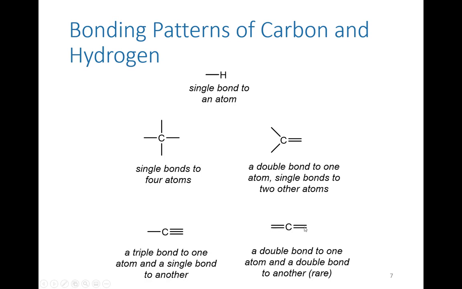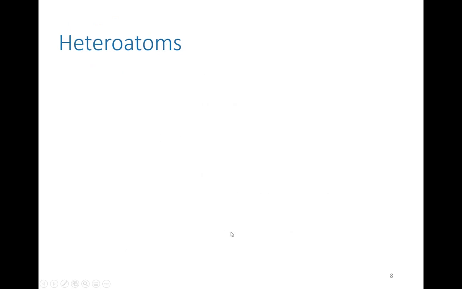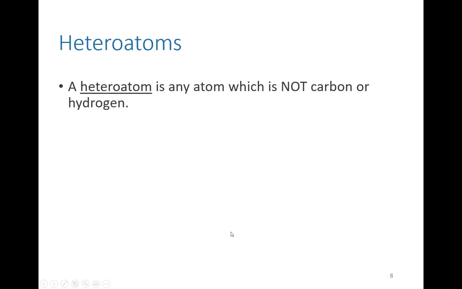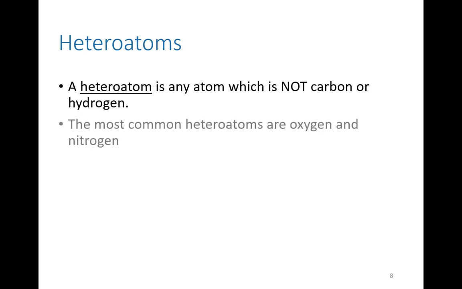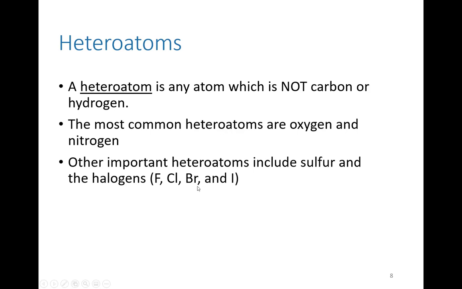Outside of carbon dioxide, we're not going to really see that bonding pattern. So these 3 are going to be of particular note for the material that we're going to be coming up to. The word heteroatom is used to define any element which is not carbon or hydrogen. So we've already gone through a list of other important elements. Oxygen and nitrogen are the most important of the heteroatoms that we will see. And then we already mentioned the halogens and sulfur as other heteroatoms.